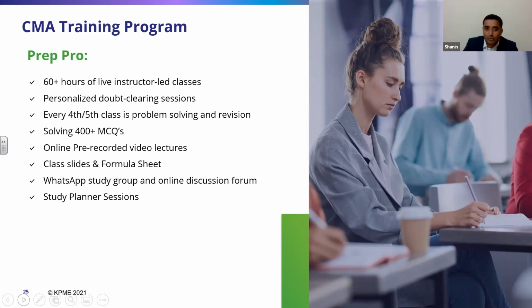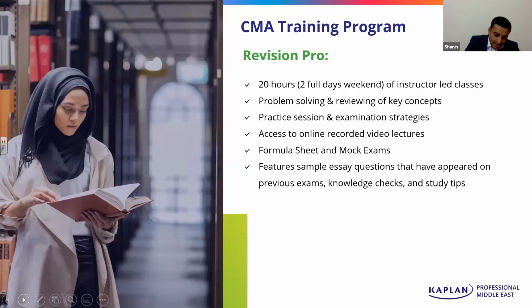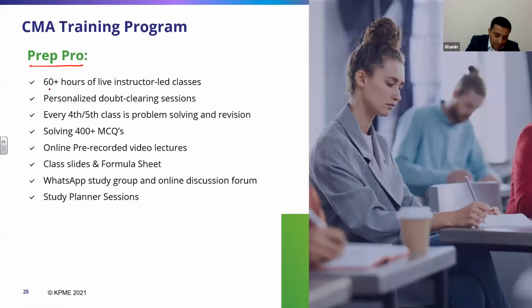So there are two parts to it. There's the Prep Pro. This is basically where the preparation is being done. And the second is the Revision Pro. Now, what happens in the Prep Pro is we have 60 hours plus instructor-led classes. Instructor-led classes means the instructor is there in the class. You can come face to face and have interactions with him. And this is 60 hours per part. So for part 1 and part 2, around 60 plus hours of instructor-led classes each.